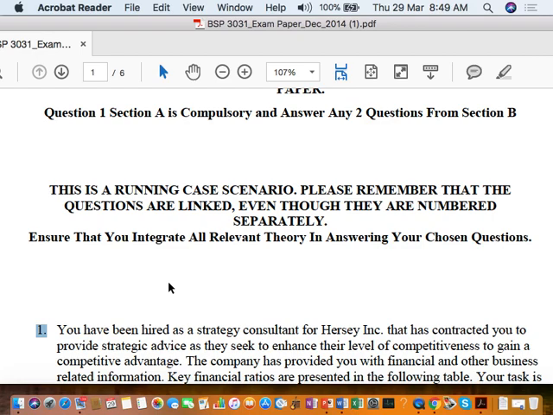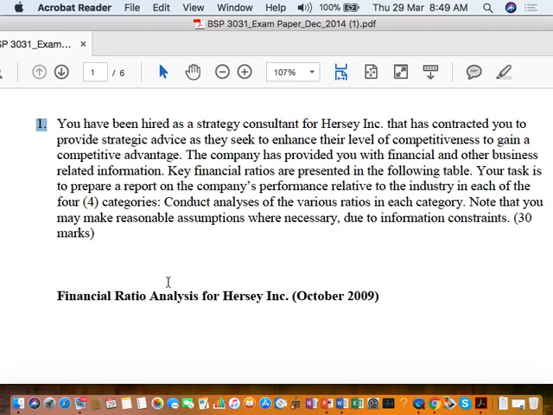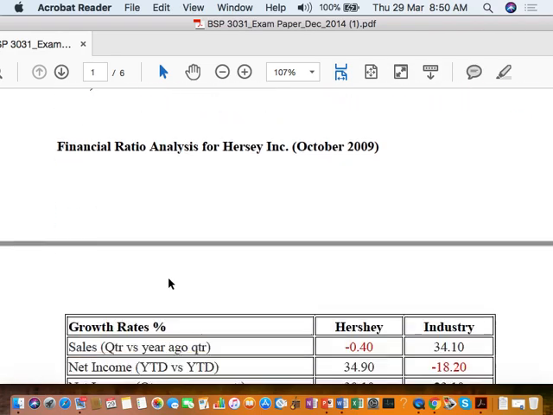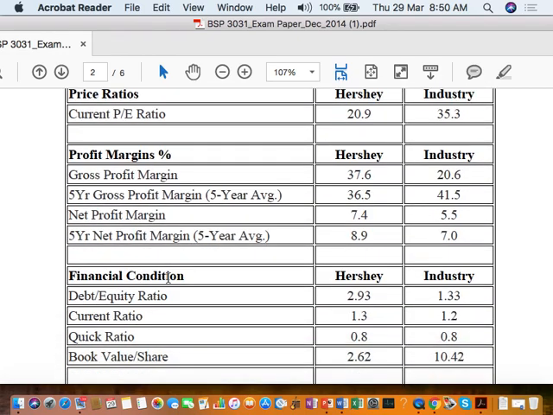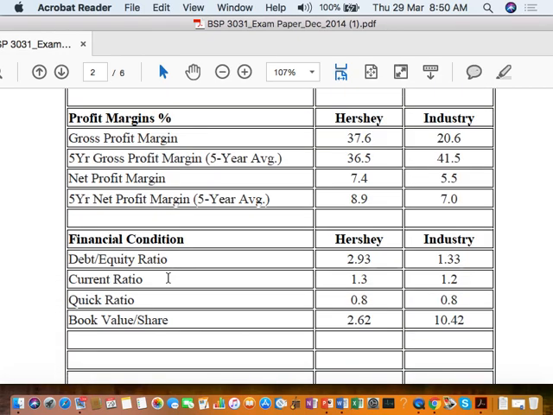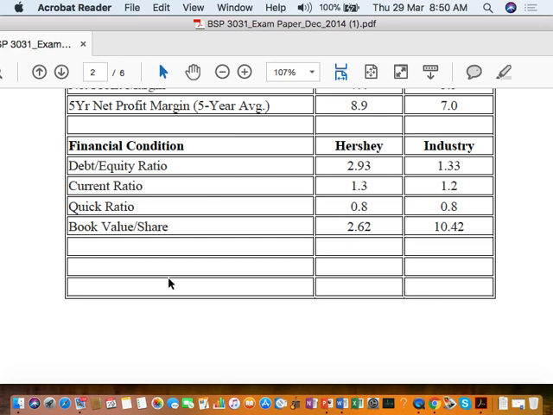So what I want to do now is go through ratio analysis. I think we did that last time we went through the paper, so I don't necessarily want to go through it again. Just remember, folks, you have to look at all the categories. When you're looking at the financial ratio question, you're looking at sales and net income, the price earnings ratio, which I'll touch on a bit, profit margin versus net profit margin, gross profit versus net profit, and comparing the industry with the company. Then you're looking at liquidity ratios: the debt to equity ratio, current and quick ratio, and the book value per share.